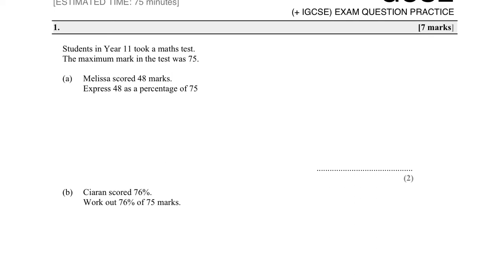So students in year 11 took a maths test. The maximum mark in the test was 75. Melissa scored 48 marks. Express 48 as a percentage of 75. How do we do that? We do 48, we divide it by 75, and we're going to multiply by 100 because we need to know what the percentage is. And this gives me 64%.